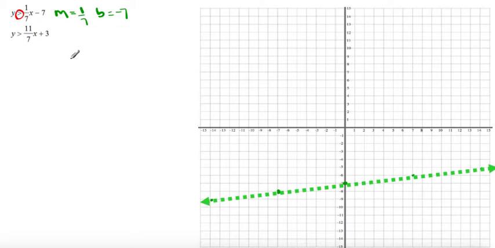Okay, and then I do the same thing for the second inequality. So my slope here is 11/7. My y-intercept is 3, so I start my graph at +3. And I go up 11 to the right 7. And then down 11 to the left 7.